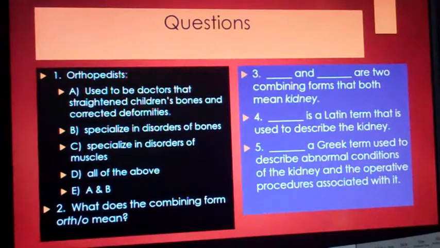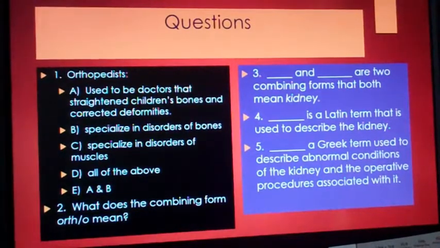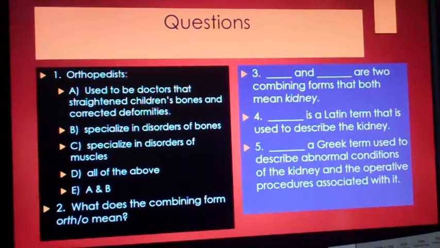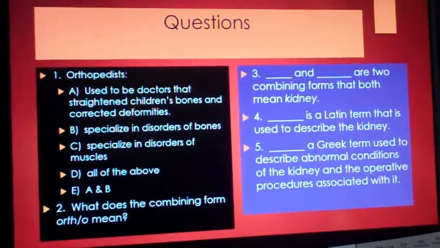Number 3, blank and blank are two combining forms that both mean kidney. Number 4, blank is a Latin term that is used to describe the kidney. Number 5, blank is a Greek term used to describe abnormal conditions of the kidney and the operative procedures associated with it.